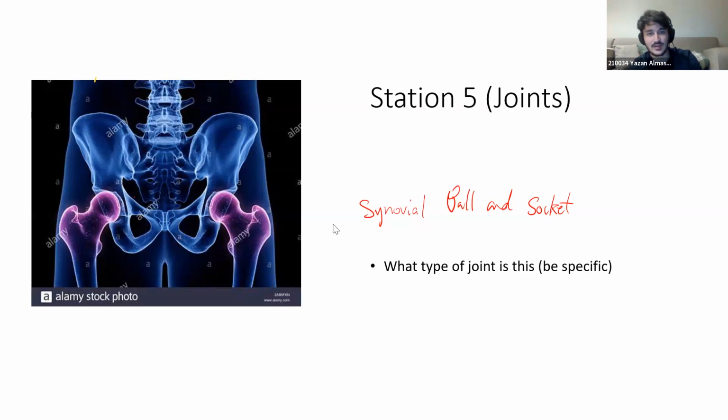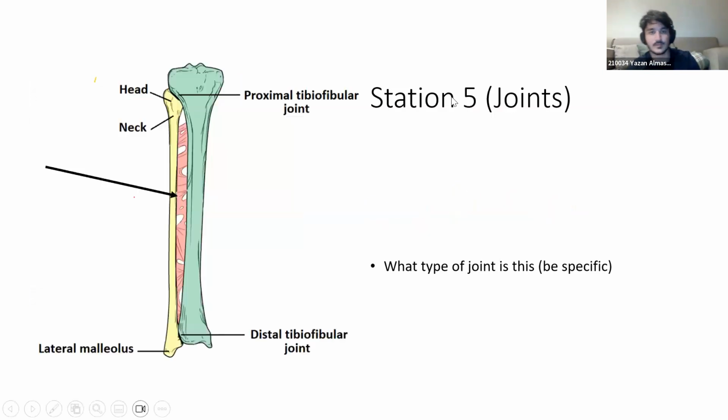Tamam. So everyone got it. Should we move on to the next question? Yeah. What type of joint is this? Again, be specific.